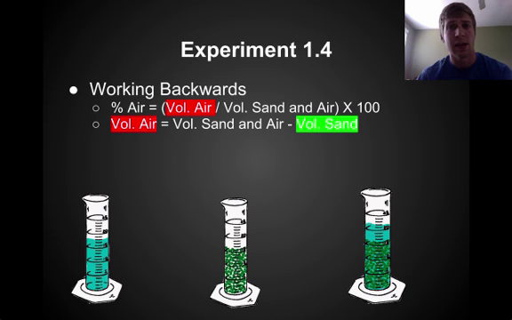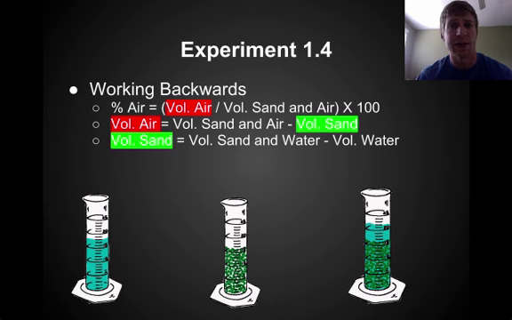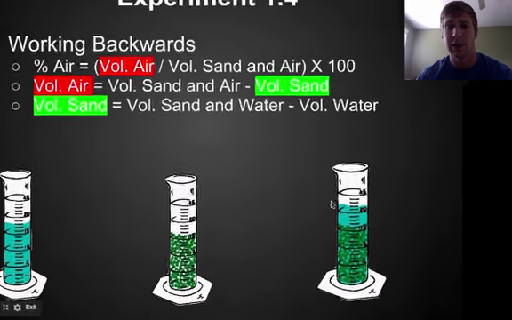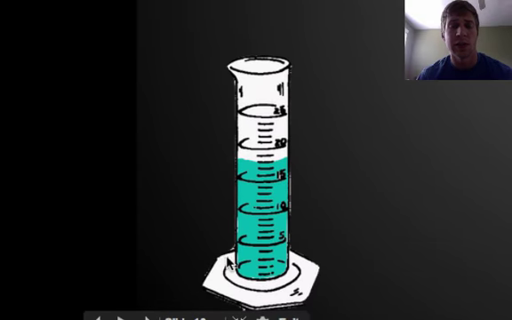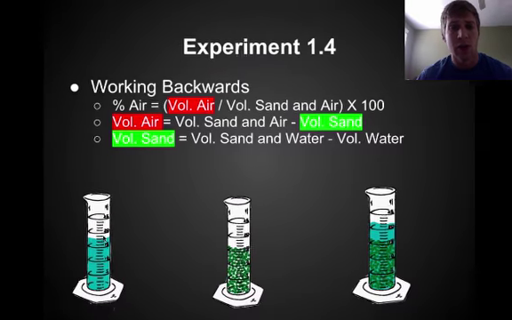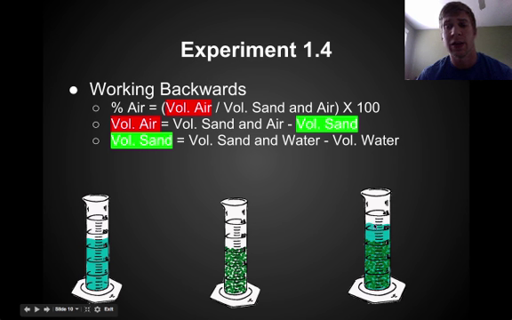Remember that the volume of sand is the amount of space that the sand takes up. To calculate the volume of sand, we can take the volume of sand and water, which is represented by this graduated cylinder, and subtract the amount of water, which is this graduated cylinder. So we're taking the difference between the graduated cylinder with the sand in it and the graduated cylinder without the sand in it. Really what we're measuring is how much this graduated cylinder went up when we added sand to it. How much space did the sand take up in this water? That's the same thing as the volume of sand.